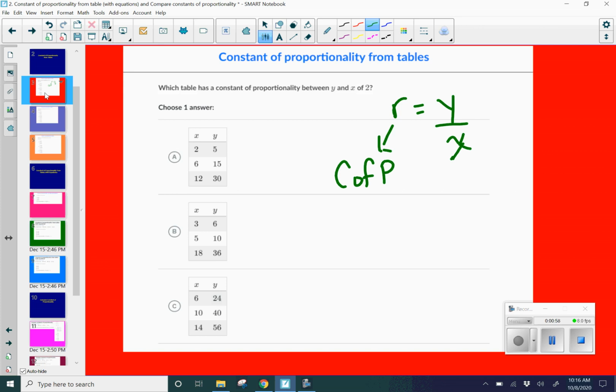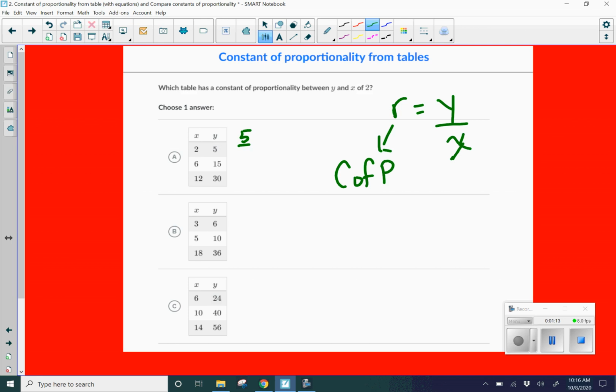So it's asking which table has a constant of proportionality between y and x of 2. So we're going to look at each particular table. If I divide my y by x, which would be in the first row here of answer choice A, that would be 5 over 2. Does that give me a constant of proportionality of 2? No, it would equal 2.5. So right away I can tell that answer choice A is incorrect.